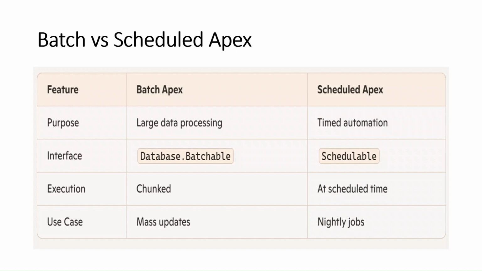scheduled Apex. And for execution, a batch job will execute in chunks. Like if we have millions of records, it will divide them into chunks and then execute them. And a scheduled job will be executed at the scheduled time. For use cases, batch Apex is for mass updates, and it's for night jobs. Scheduled Apex is for night jobs.